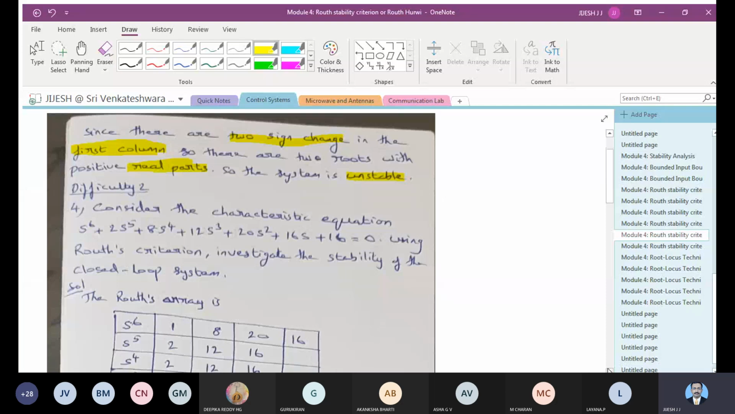Okay, just note down those points. Let us go with difficulty 2. When the problem is given to you, you will not know whether it is difficulty 1 or difficulty 2. You have to start solving with the normal method of the Routh stability criteria. So you have to just proceed in the same method.